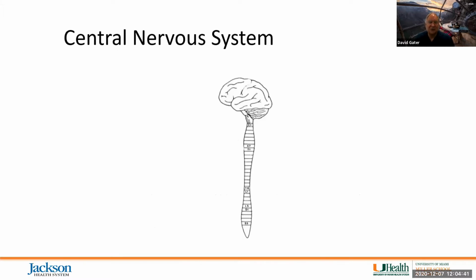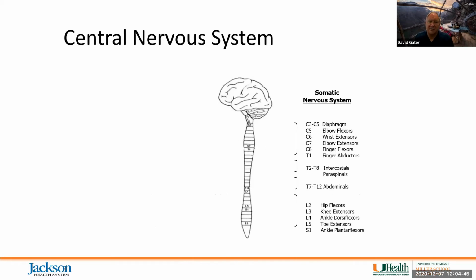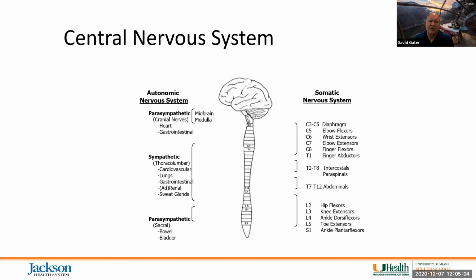So as you all know, the central nervous system is comprised of the brain and the cord. We spend a lot of time talking about the somatic nervous system, so we can determine level of injury and the completeness of injury. Levels of injury are associated with specific dermatomes and myotomes, and those all fall within the somatic nervous system. We recognize as well the interplay of the autonomic nervous system and particularly its interaction with the central nervous system.